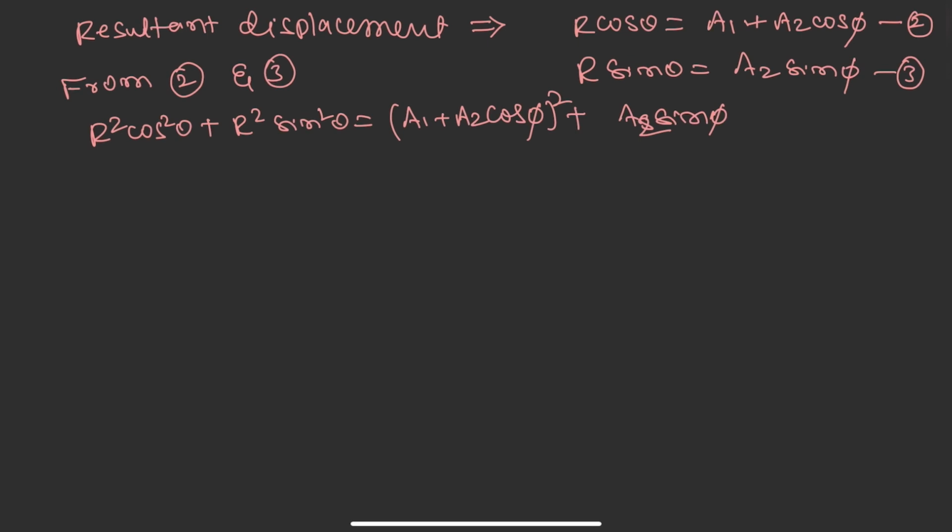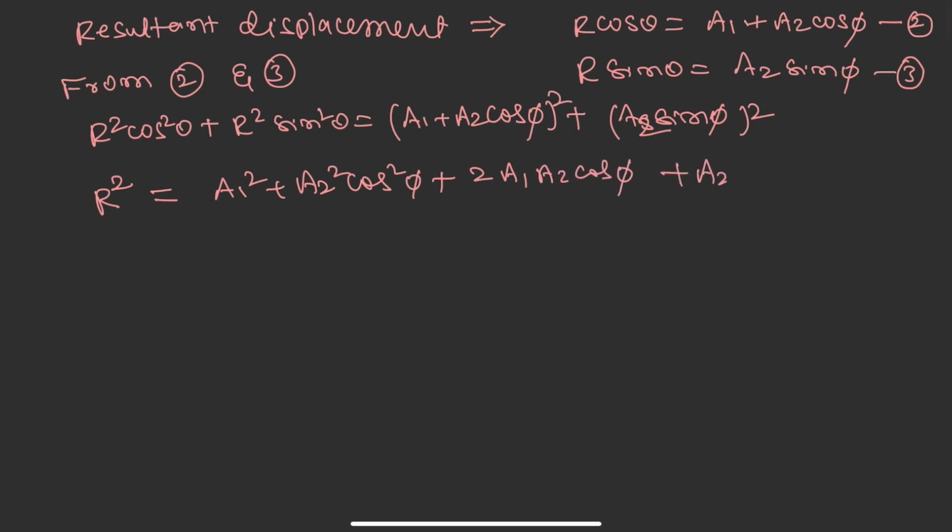So this is A2 sin phi whole square. It means R square is common, so sin square theta plus cos square theta is 1. R square is equal to A1 square plus A2 square cos square phi plus 2 A1 A2 cos phi plus A2 square sin square phi.